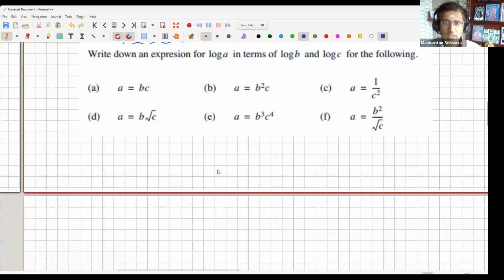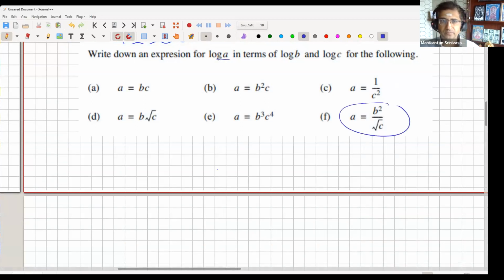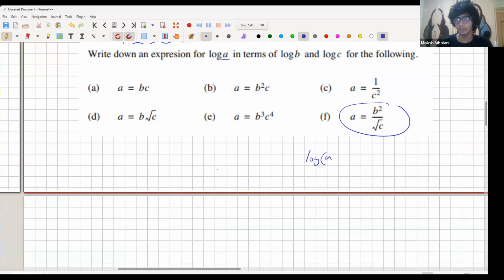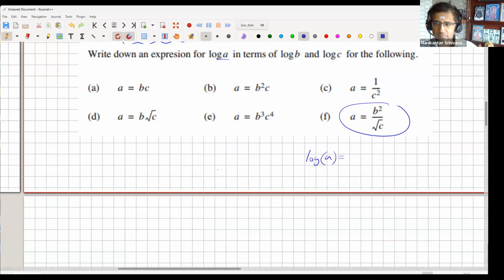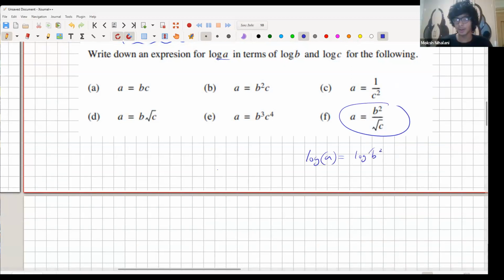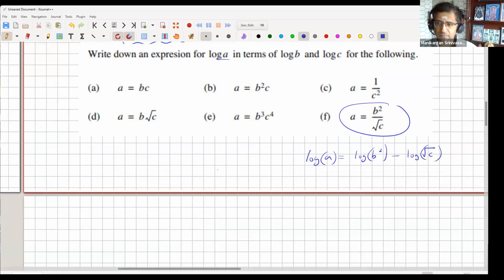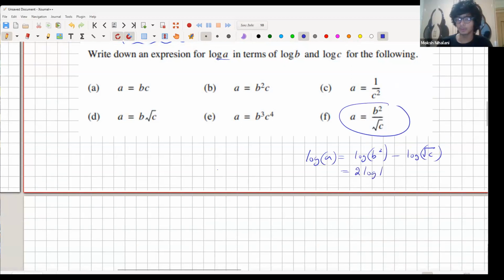Moksh, write down an expression for log A in terms of log B and log C for F. Okay. Let's try it by taking the log of both sides. Log A equals log of b squared over root c. And then we know log of b squared over root c is the same as log of b squared minus log of root c. Then we can make it so that log A is equal to 2 log B minus log C upon 2, because we take the exponent outside of the log.